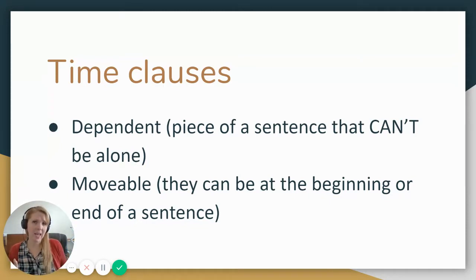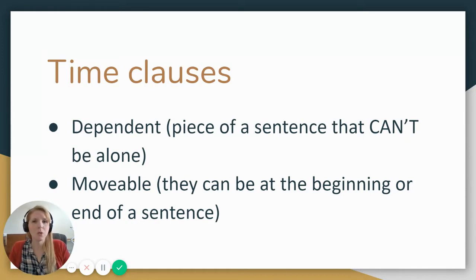I cannot say, until I go, what? It needs more information to finish it. This is different than an independent clause. Independent clauses can be sentences. They can be alone. I like pizza. I don't need any more information. That can be a sentence on its own.